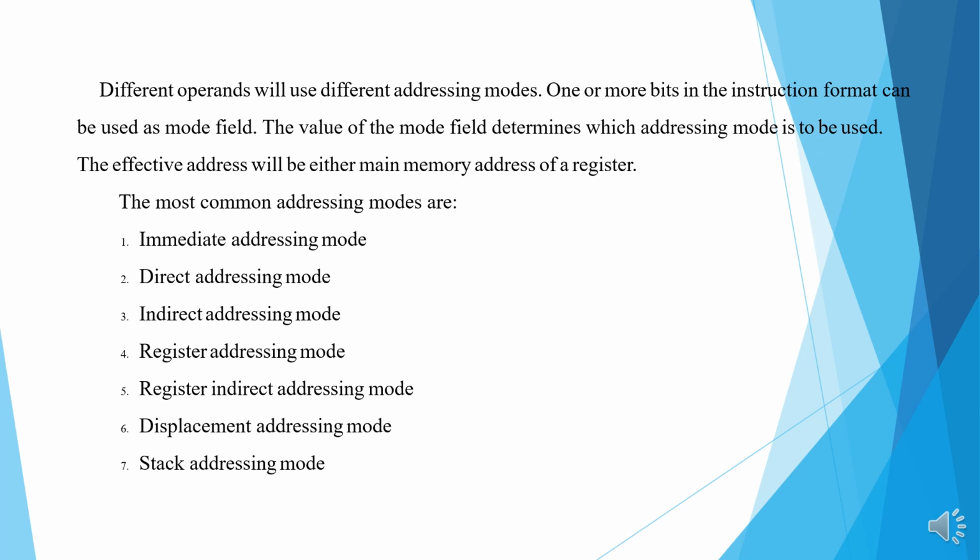Different operands will use different addressing modes. One or more bits in the instruction format can be used as a mode field. The value of the mode field determines which addressing mode is to be used. The effective address will be either a main memory address or a register.